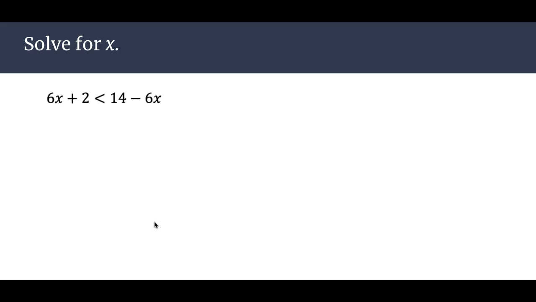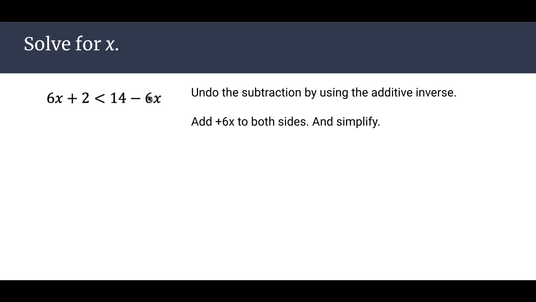What is our first step going to be? We need to undo the subtraction by doing additive inverse. So on this one right here, remember I said you want to move the smallest variable, which is going to be that negative 6x. We're going to get rid of that by adding 6x to both sides. And that's going to give you a 12x, bring down the plus 2, equals 14.